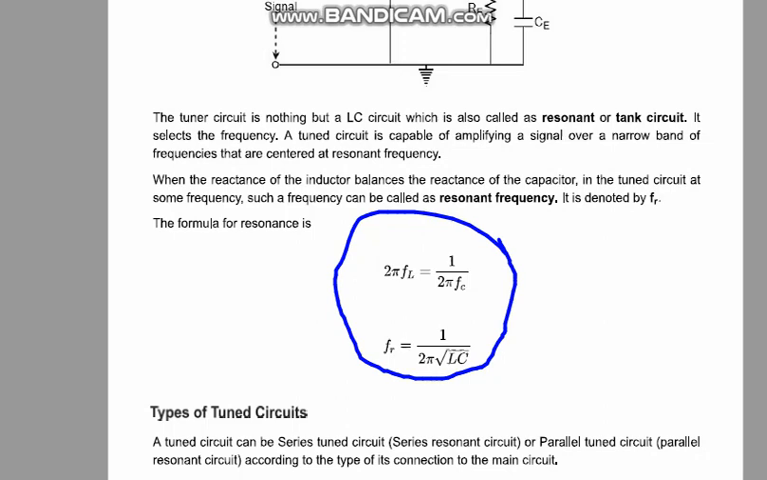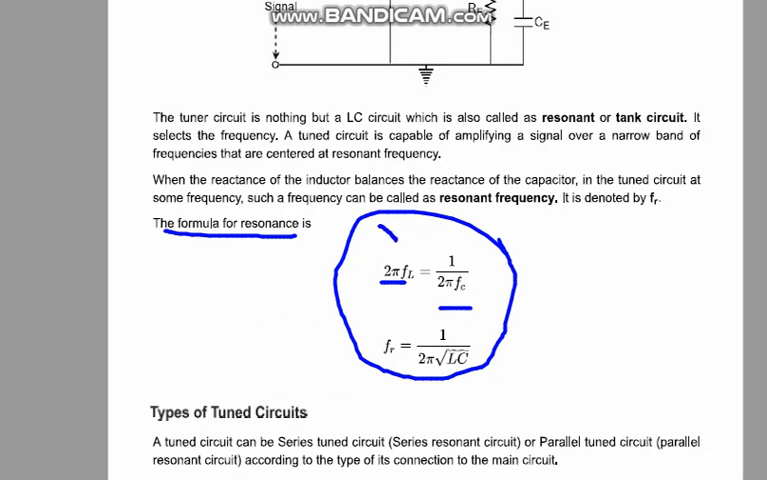The tuned circuit is capable of amplifying a signal over a narrow band of frequencies that are centered at resonance frequency. When the reactance of the inductor balances the reactance of the capacitor in the tuned circuit at some frequency, such a frequency can be called the resonant frequency. It is denoted as FR. And the formula of resonance is: 2πFL = 1/(2πFC).